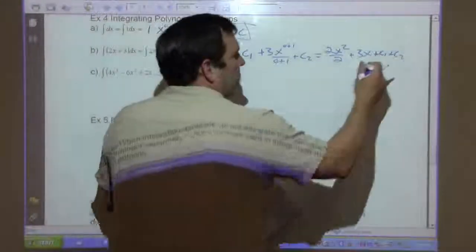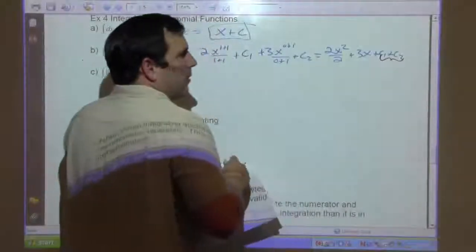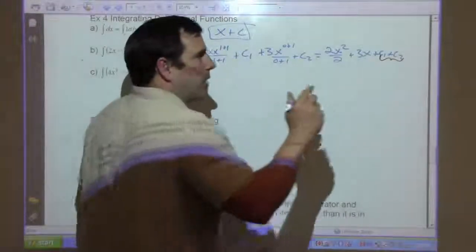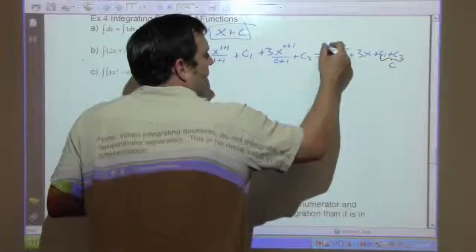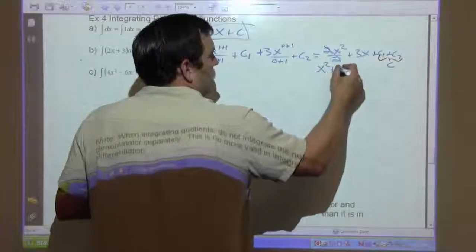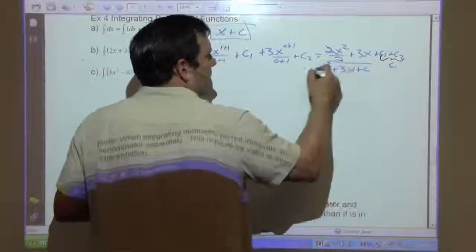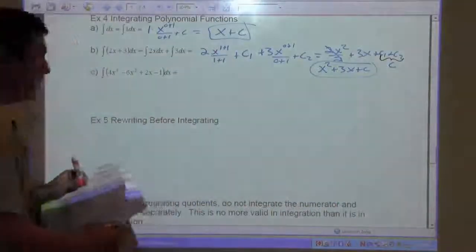Now, I did this this time. You don't have to do this in the future. c1 plus c2, you only need one c in the very end. So I'd write this as x squared plus 3x plus c. You don't need a bunch of c's. One c is sufficient.